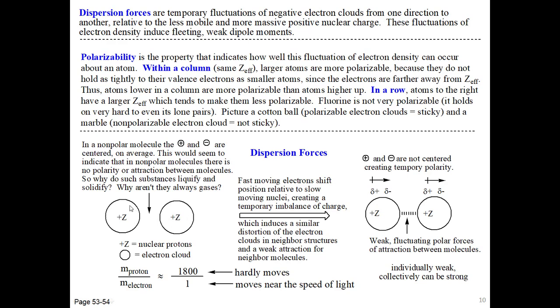But remember, the electrons are moving like crazy near the speed of light, so they're zipping all over the place. And so there can be little moments where the electrons distort to one side. In this case, I show it distorting to the right side. And when the electrons distort to the right side, there'll be a little bit of partial positive, partial negative polarity here. And the electrons on this side here will repel the electrons in the neighbor, and they will polarize over to the other side. So then I'll have kind of like a little magnet here, a little electrical attraction between these two. And if we were going to boil this, we would have to overcome whatever that weak attraction is.